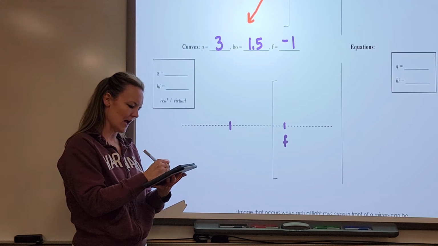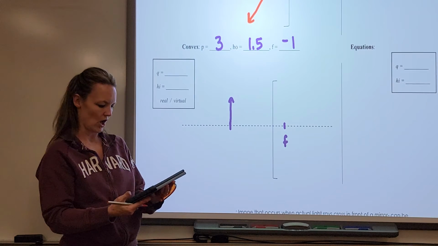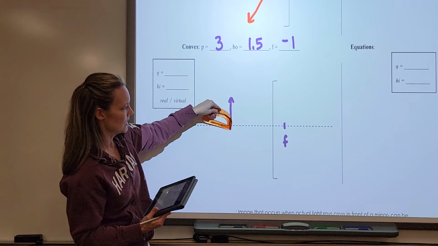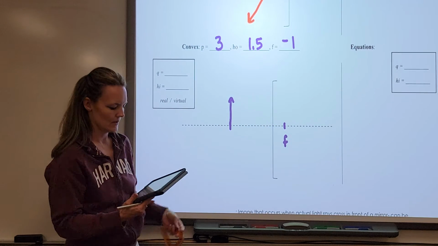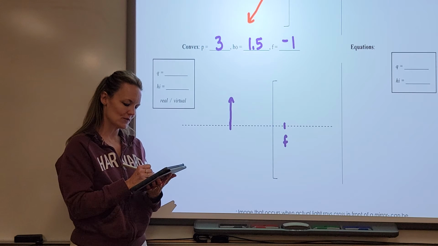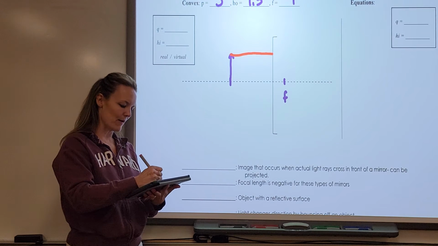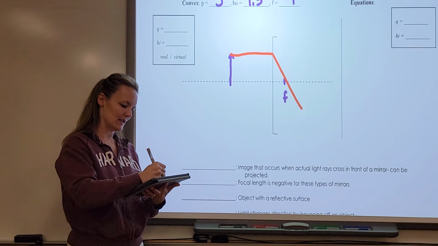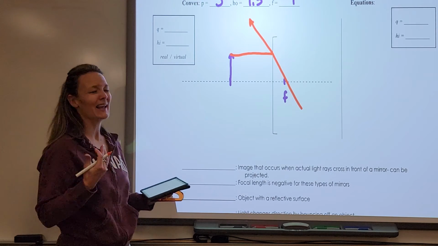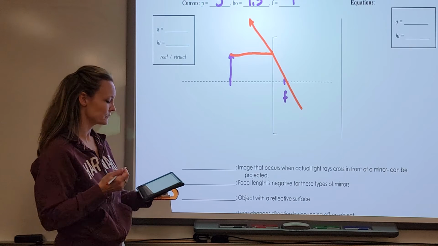And I need to get an object that is 1.5 centimeters tall. Okay, so 1 centimeter, 3 centimeters, 1.5 centimeters. Okay, same thing. I need to run my 2 lines. I'm going to go straight until I hit the surface of the mirror, and then it bounces off in line with the focal point, but it's behind the mirror.